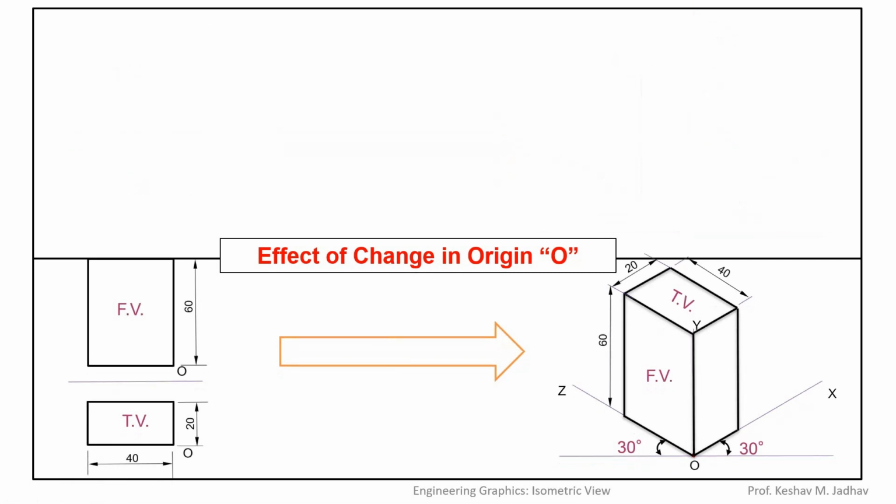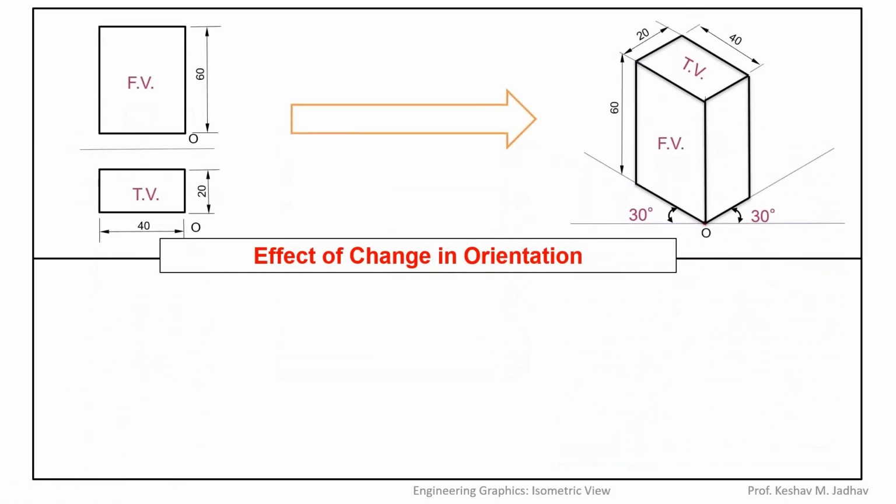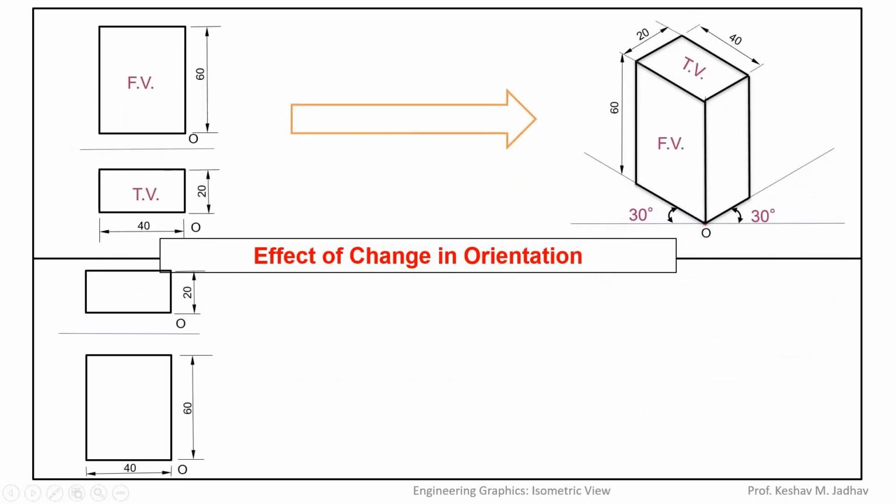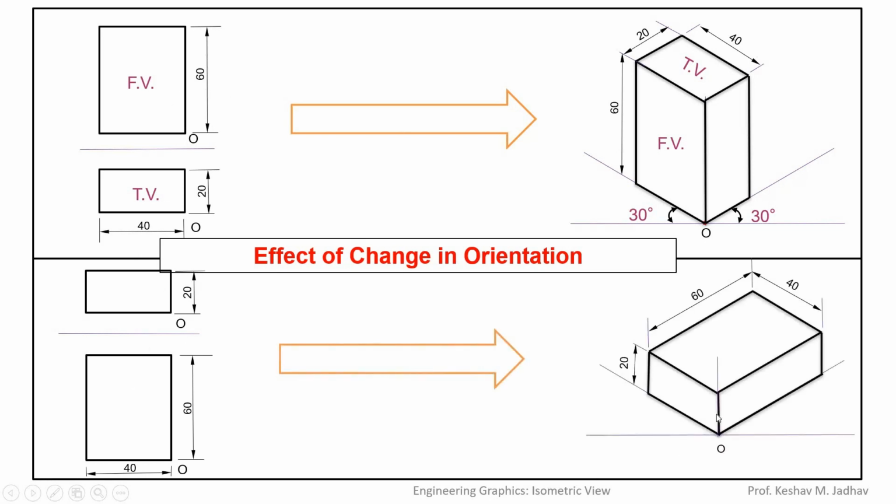Now let us see the effect of change in orientation of the object. So for this example, the position of point O is the same, but this front view is similar to the previous top view and the top view is similar to the previous front view. So in this case, we will get the isometric view like this. Here this is the front view, which is on the left side of point O. So in the isometric view also we will get the front view on the left side, that is in the YZ plane, and in all the cases the top view will be in the XZ plane or parallel to the XZ plane.